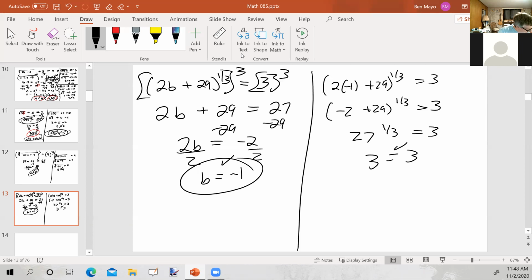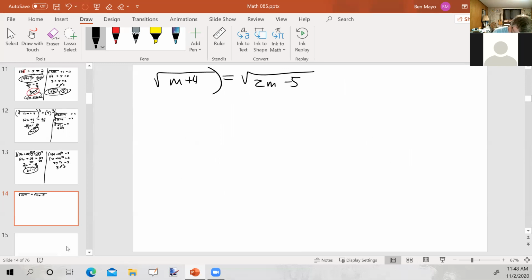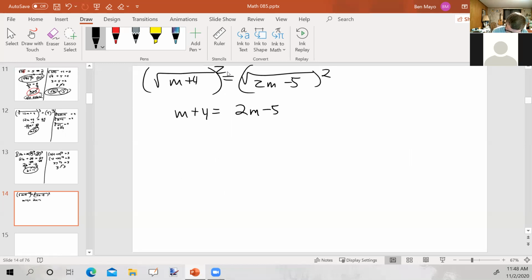All right, let's see here. Here we have a situation where we have 2 radicals, and in that case, we want them separate from each other, and it turns out in this problem, they already are. So we've got the square root of m plus 4 equals the square root of 2m minus 5. Squaring both sides of the equation, we get m plus 4 on the left, 2m minus 5 on the right.